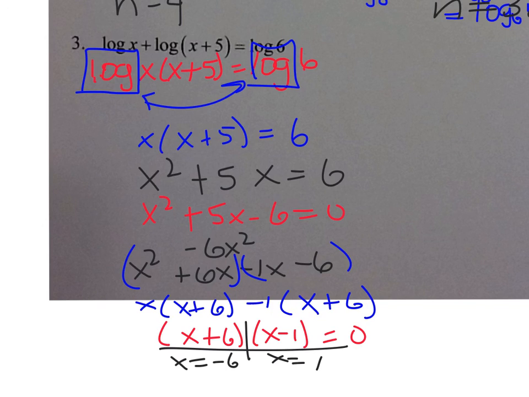So now notice though, when I plug in negative 6 for the x up here, I can't have that. This cannot be a negative. Negative 6 plus 5 is negative 1. That can't happen. So I have to cross out the negative 6. 1 works because I'll have log 1. That's good. This will be log 6, which is good. And then I'll be all done.